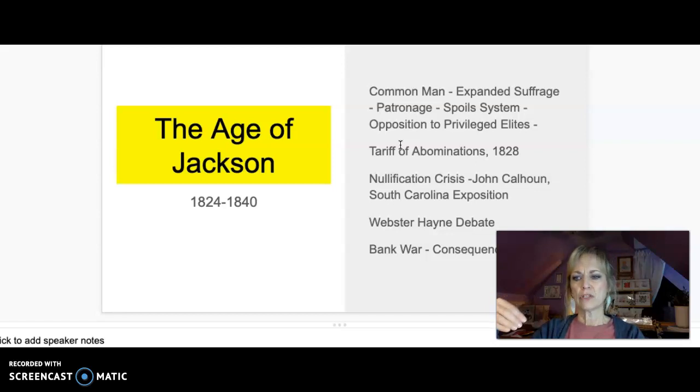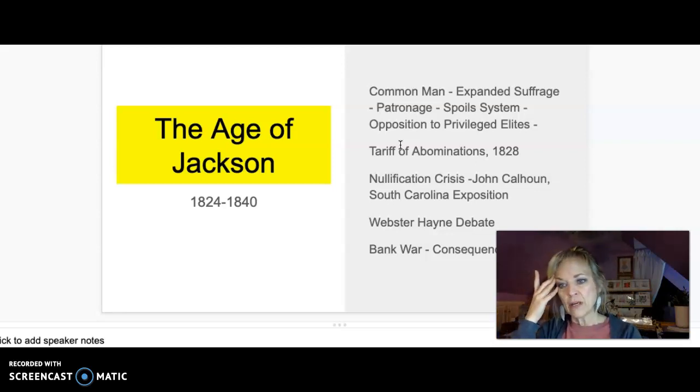He was very opposed to people with money, the privileged elite, even though he ended up having money, but he didn't grow up that way. The Tariff of Abominations was an issue during his presidency. Remember John Calhoun from South Carolina, who did not agree with the tariff, because remember, the South doesn't like the tariff. They feel like it favors the North and that it hurts the South.